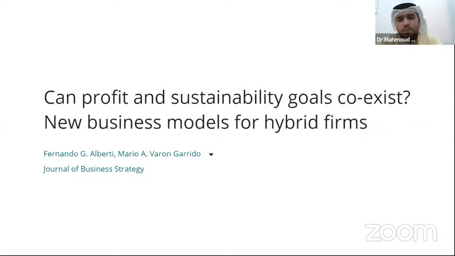And the question we always have to ask: can profit and sustainability coexist? Can we have a new hybrid business model for firms, where they can achieve profitability, but at the same time achieve sustainability? But the question is always, which one is the priority? Is it the business? Is it the sustainability? And this is, again, something that needs to be discussed in the business community.